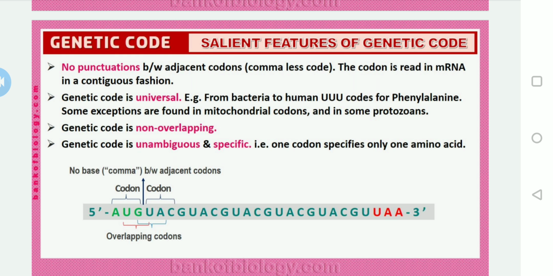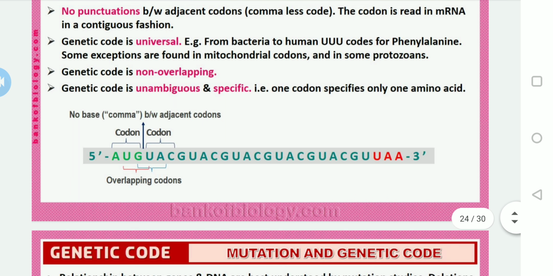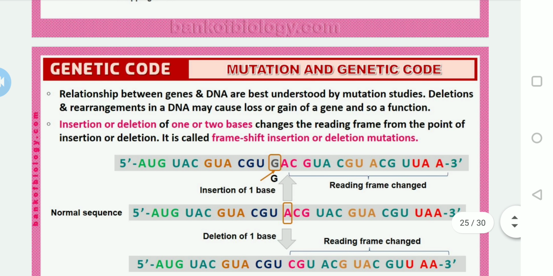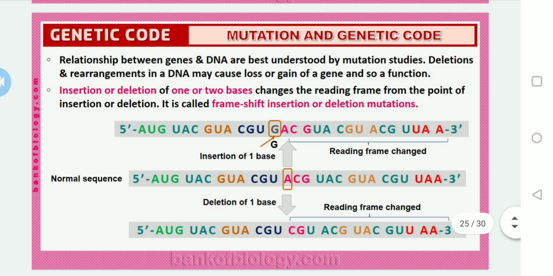Are you able to get it? Yeah. Now the next topic with respect to the genetic code, a very important topic. We discussed it earlier, but it is related to the genetic code. You must have heard about mutation and the genetic code. How can I define mutation? It is a sudden heritable change that happens in the codon sequences, isn't it? And how does it relate to the genetic code?